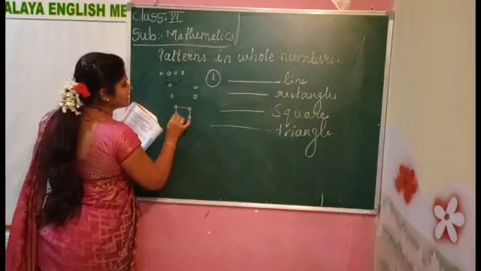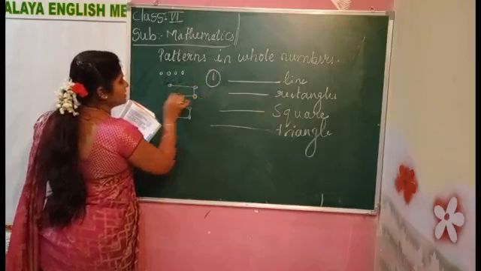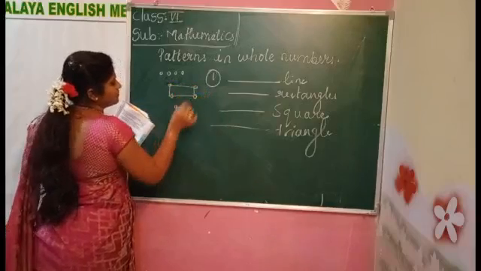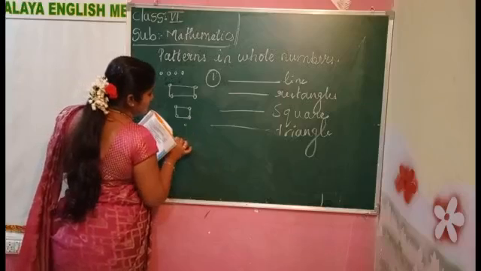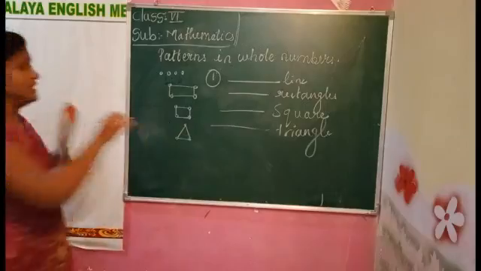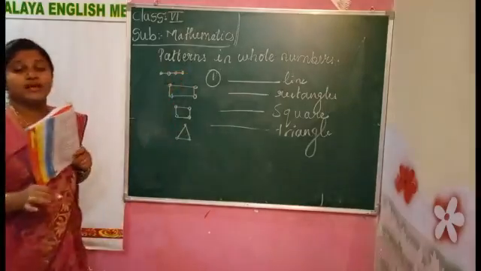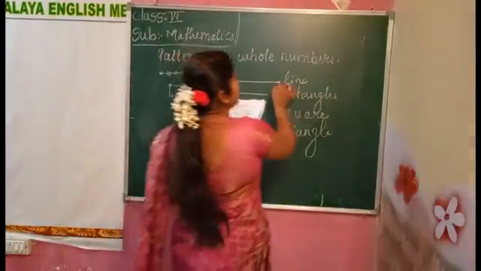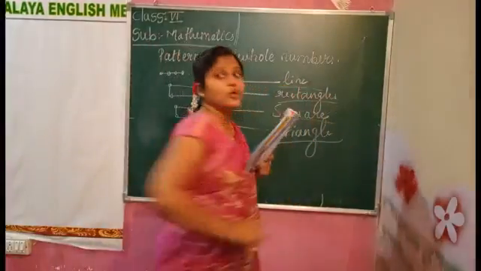Okay, it is like this now. Rectangle will be like this. Next one, triangle. It will be like this. Okay, we can take in this form. We can do the sums in this form, in these types of shapes.